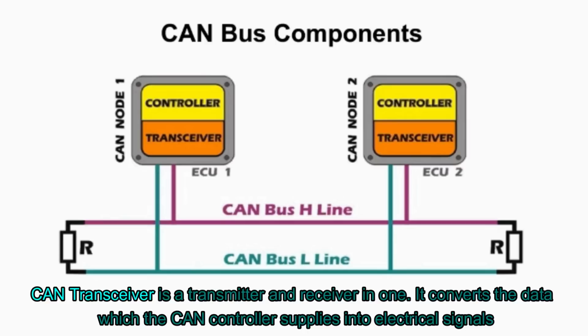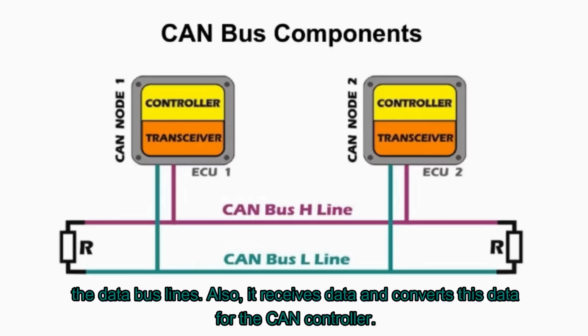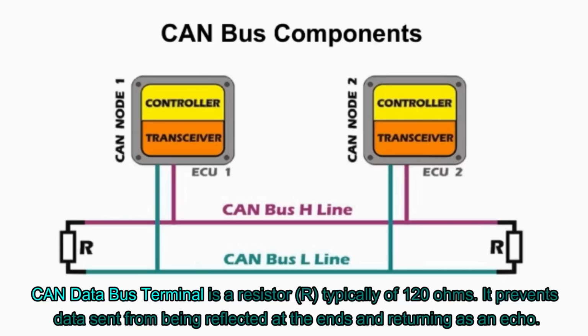CAN transceiver is a transmitter and receiver in one. It converts the data which the CAN controller supplies into electrical signals and sends this data over the data bus lines. Also, it receives data and converts this data for the CAN controller. CAN data bus terminal is a resistor, R, typically of 120 ohms. It prevents data sent from being reflected at the ends and returning as an echo.